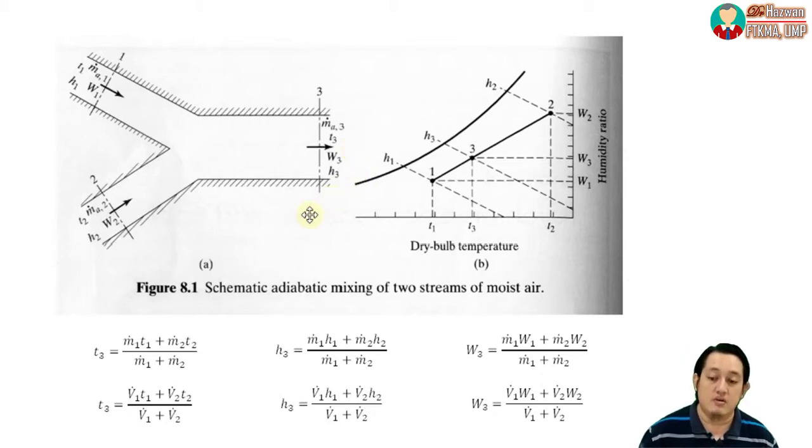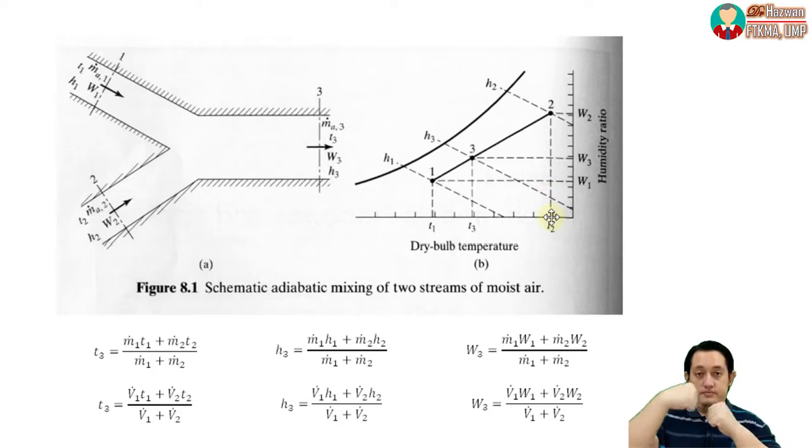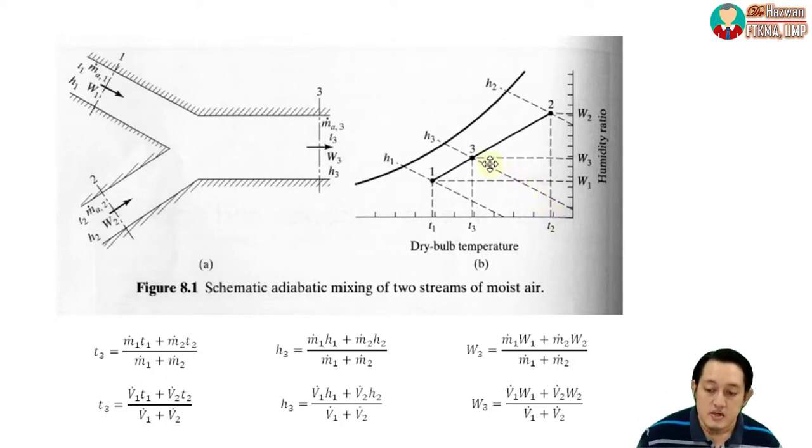If we plot it on the psychrometric chart, this one is stream number one and this one is stream number two. When they mix together, the condition of the mixture will be along this line here. For example, condition number 3, the mixture, could be here, or it can also be here, or here, depending on the quantity of stream number 1 and stream number 2. It will move along, but still on this line connecting stream number 1 to stream number 2.